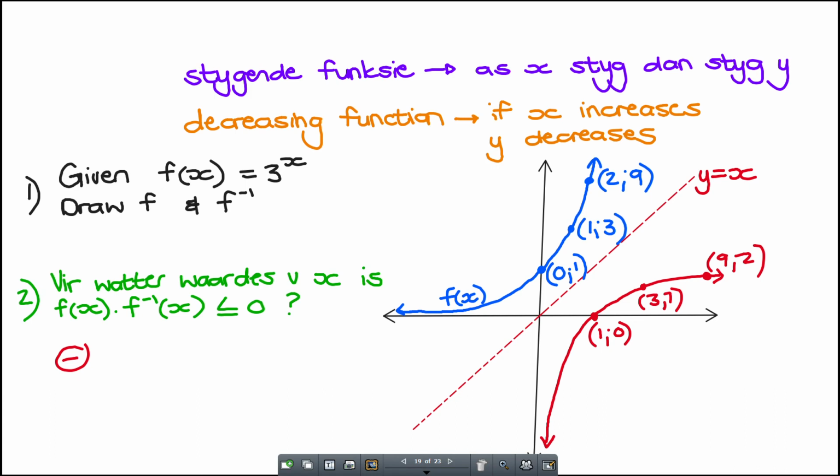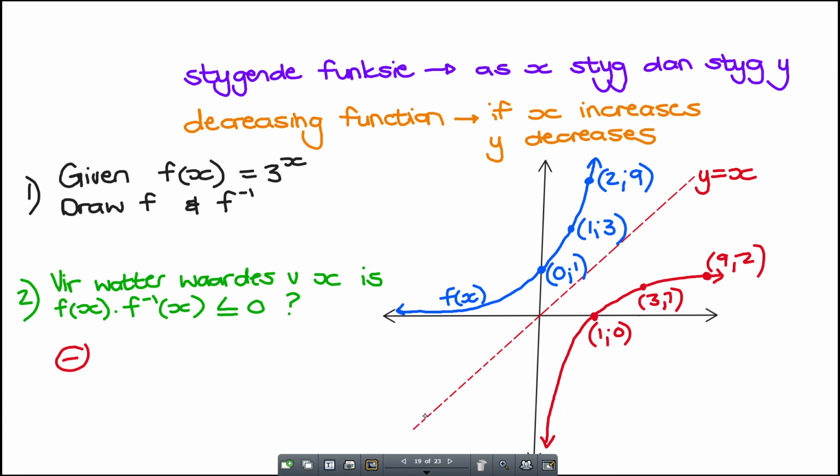If I multiply two things with each other, and they must give me a negative answer, it means the one must be positive and the other one must be negative. That's the only way I can get a negative answer. Because if both are positive, then my answer will be positive. Or if both are negative, then my answer will be positive. So actually what they're asking is where's the one graph positive and the other graph negative. Do you understand? You just have to reason it out nicely.